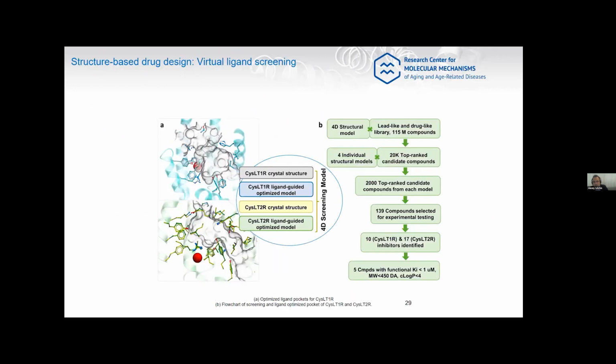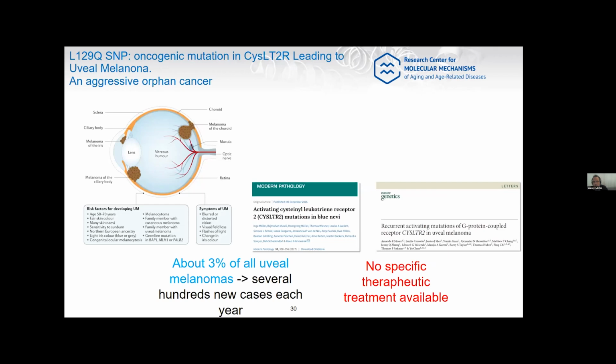And then we did virtual ligand screening with compounds from the Enamine library, and found 5 compounds with affinities better than 1 micromole. That's not very great, and we now continue this work, but nevertheless they were found through the screening with micromolar affinities and quite nice characteristics.